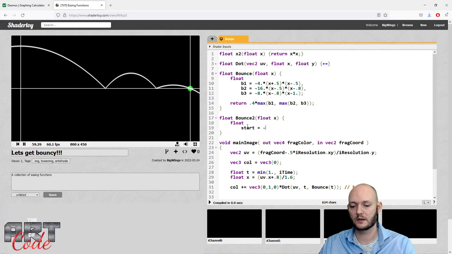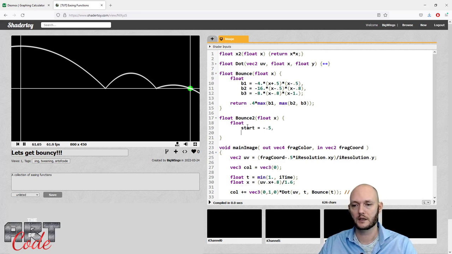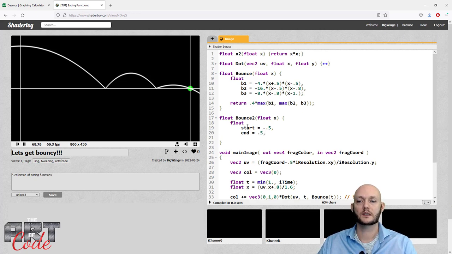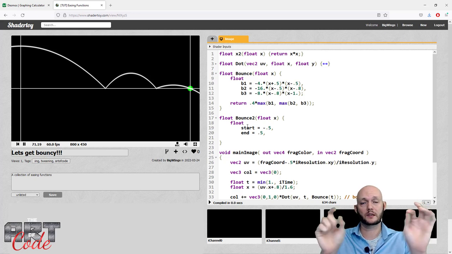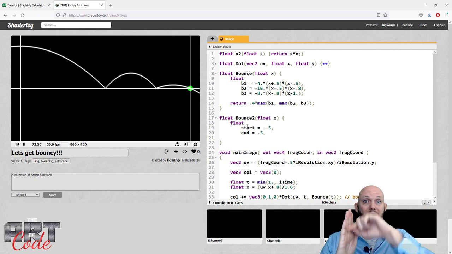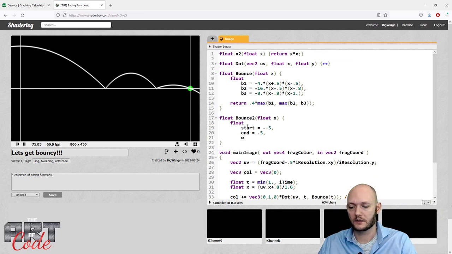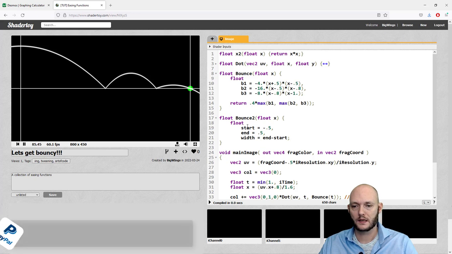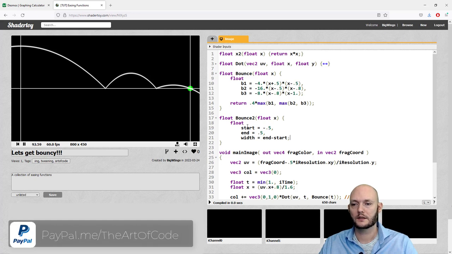So the start of the first parabola is at minus 0.5. The end of the first parabola is at 0.5. And then also what I'm going to want to keep track of is how far apart the start and the end point are, because that's kind of how wide my parabola is at the base. And so that's the width, and that is just the end minus the start. Okay. And then what else do I want to keep track of? Yeah, let's just leave it like this for now.